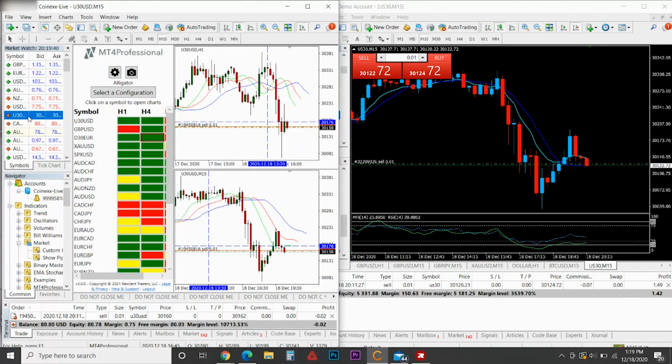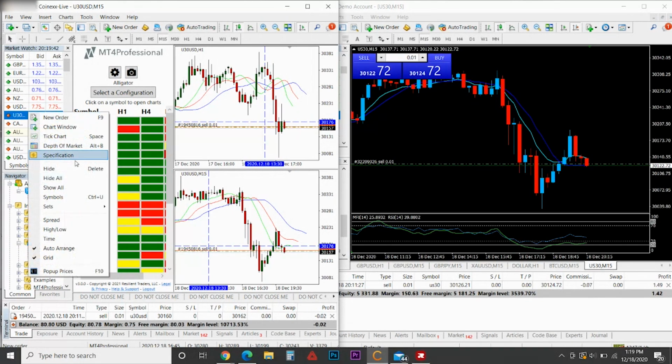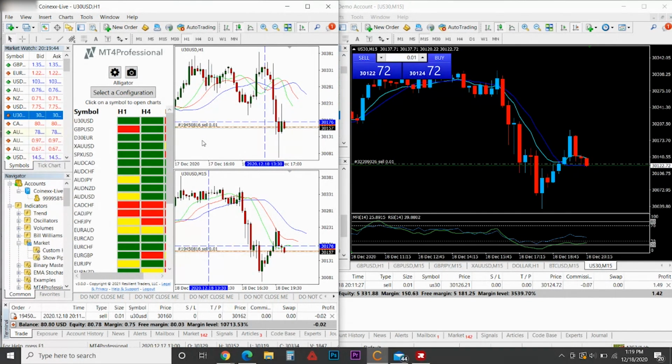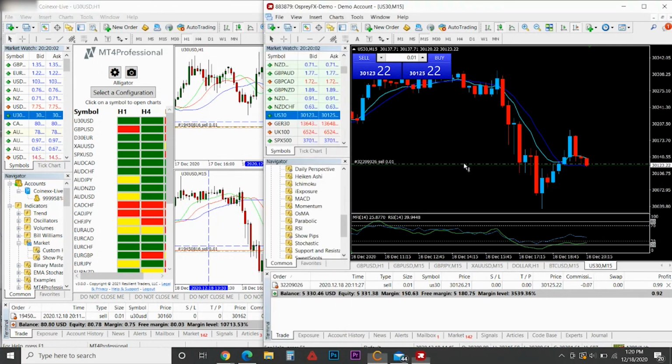Because that broker is very popular, that's why I know that they calculate the pips the same as Osprey. And that's why I'm using these as examples, because these are brokers that I use. These are brokers that I have experience with. If you want to use them, they'll be in the description below, but this is not saying use these brokers. This is just what I use.